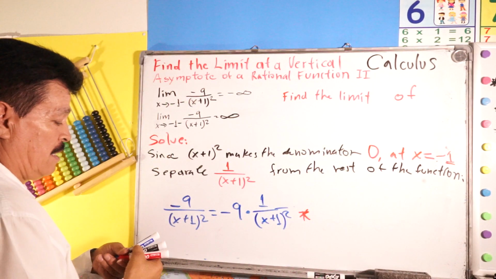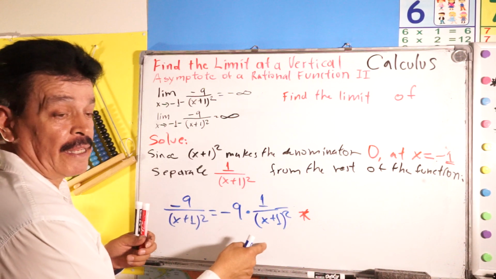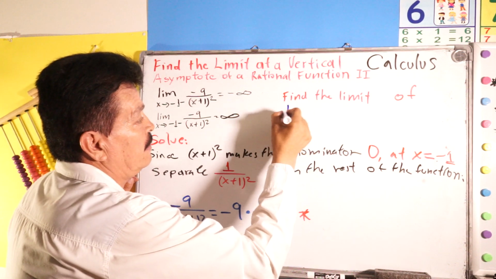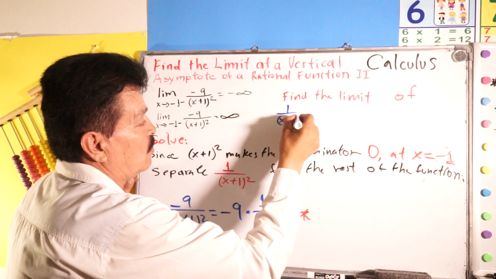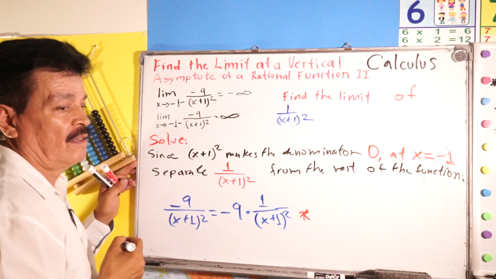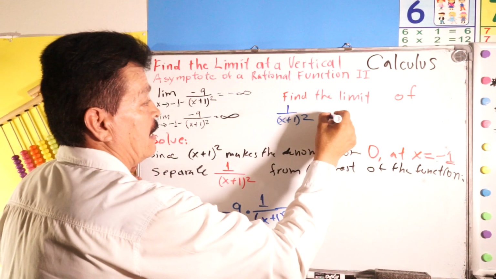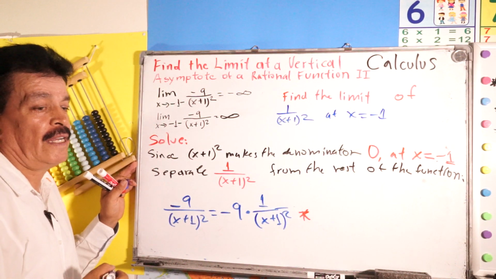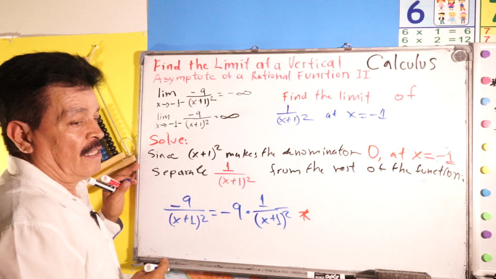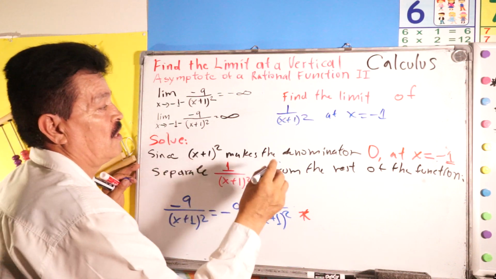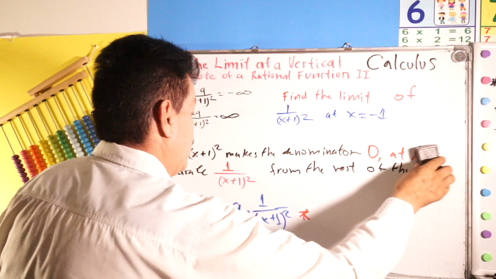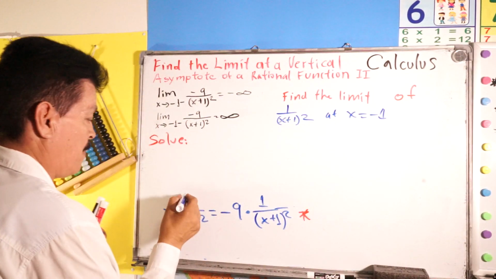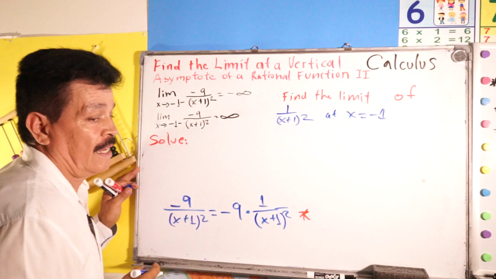Of this little problem here, right? Of 1 divided by x plus 1 to the second power. All right? At x equals negative 1. Then the function here, I will erase it here. All this now. I will keep the last formula. So look at this, negative 1.